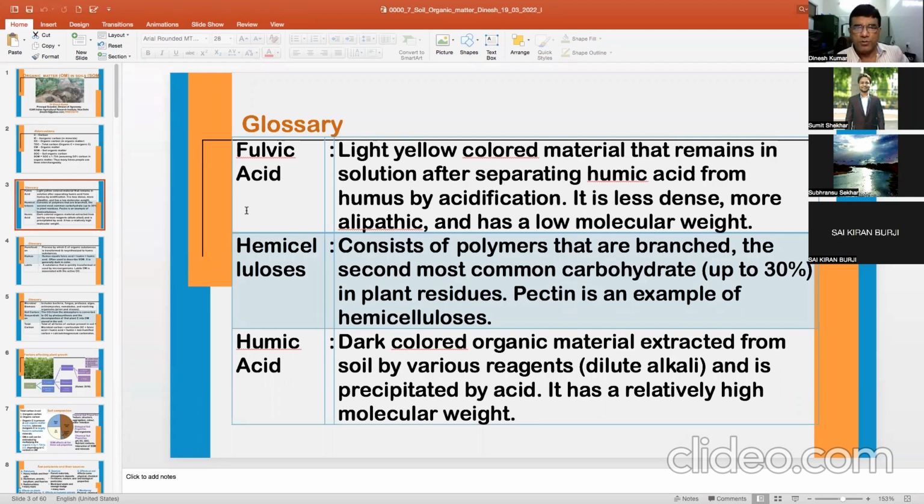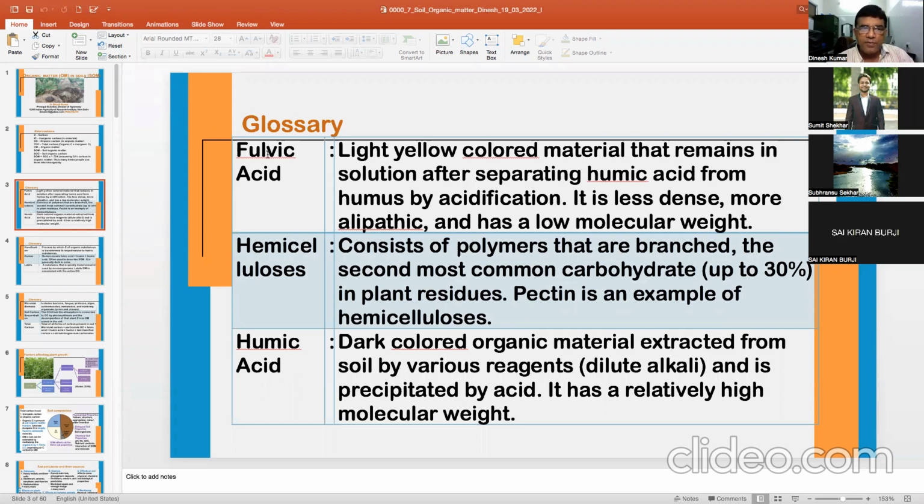Then hemicellulose. So hemicellulose is a kind of carbohydrate. It consists of polymers that are branched, the second most common carbohydrate, and up to 30% in plant residues. Pectin is an example of hemicellulose.